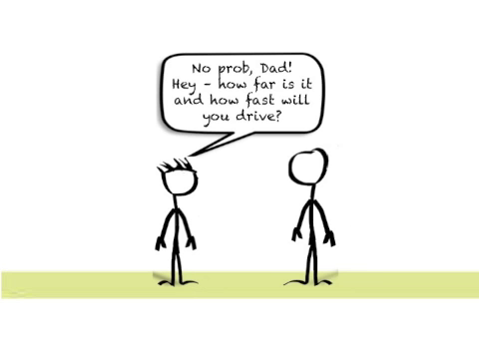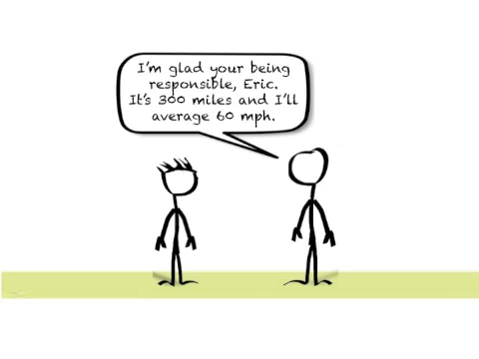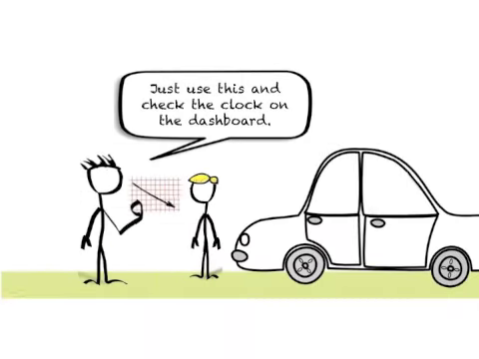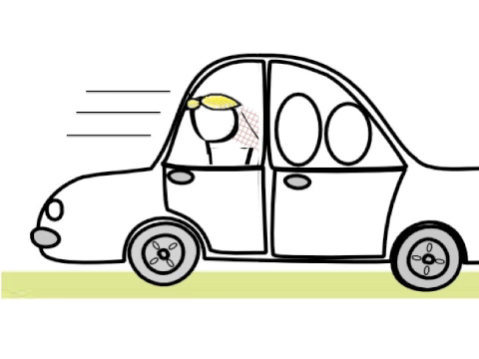So Eric says, "No prob, Dad. Hey, how far is it and how fast will you drive?" "I'm glad you're being responsible, Eric. It's 300 miles and I'll average 60 miles per hour." When they're getting ready to leave, Eric says, "Just use this and check the clock on the dashboard." His little brother is very less annoying on the trip and never asks, "Are we there yet?"